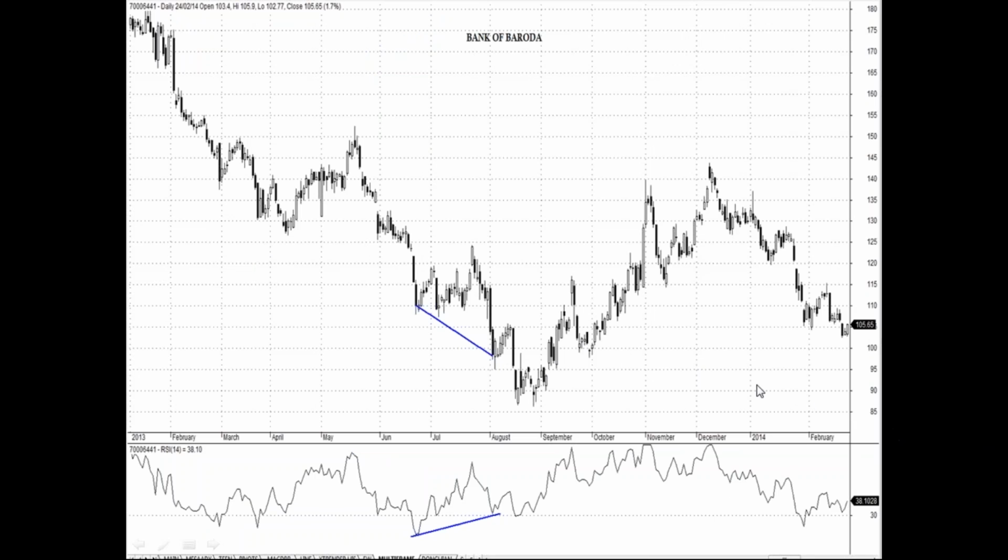Bank of Baroda, the prices are making lower lows, and we have a bullish divergence. The price has made a lower low, the indicators make a higher low, we see a bullish divergence. So this is the bear market. The price is making a lower low and suddenly a bullish divergence appears. So the bullish divergence appears in a bear market.